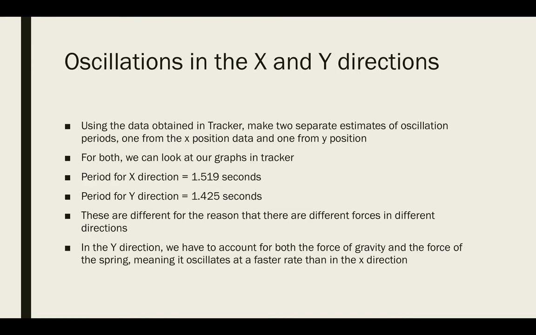Oscillations in the x and y directions. Using the data obtained in Tracker, make two separate estimates of oscillation periods, one from the x position data and one from the y position data. For both, we can look at our graphs in Tracker. The period for the x direction is given as 1.519 seconds, and the period for the y direction is given as 1.425 seconds. These are different for the reason that there are different forces in different directions. In the y direction, we have to account for both the force of gravity and the force of the spring, meaning it oscillates at a faster rate than in the x direction.